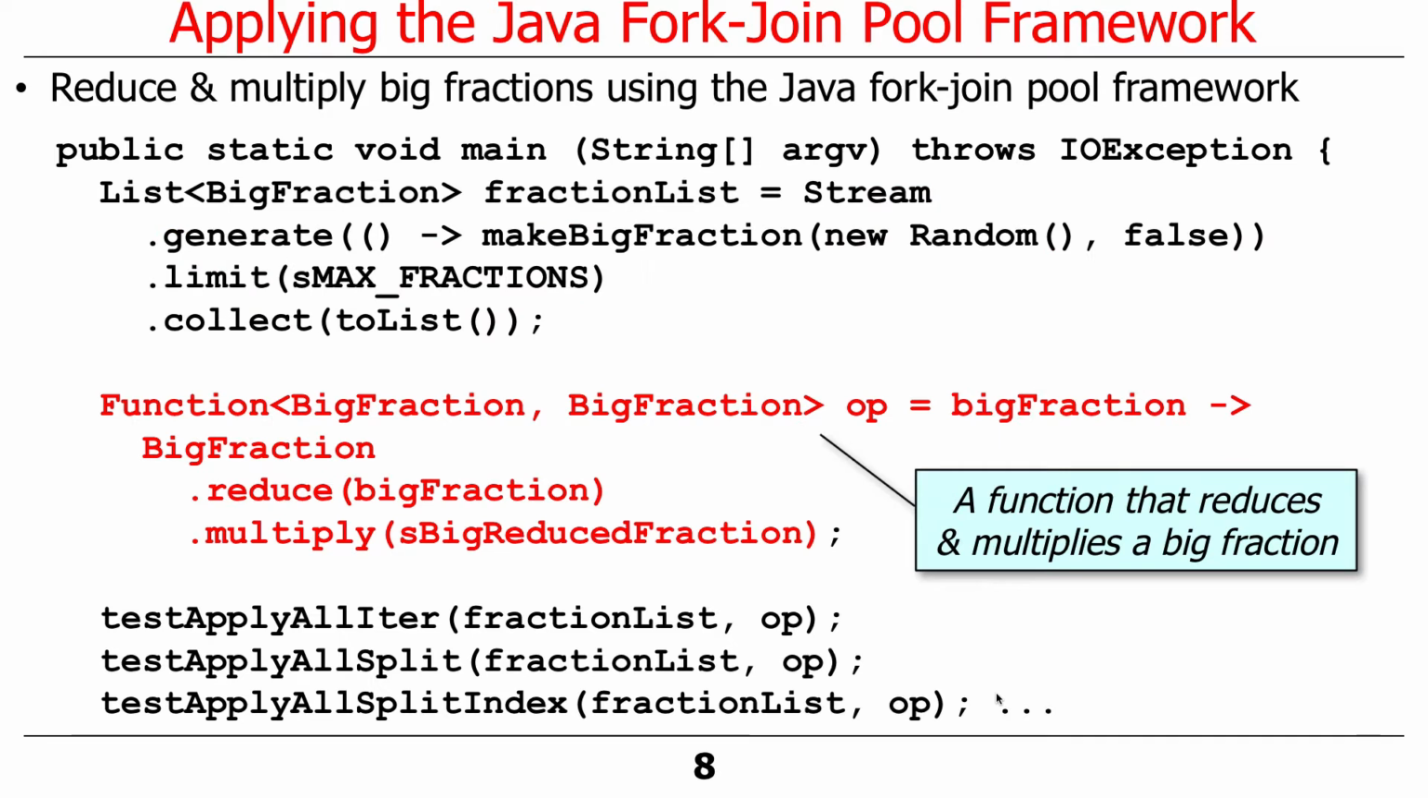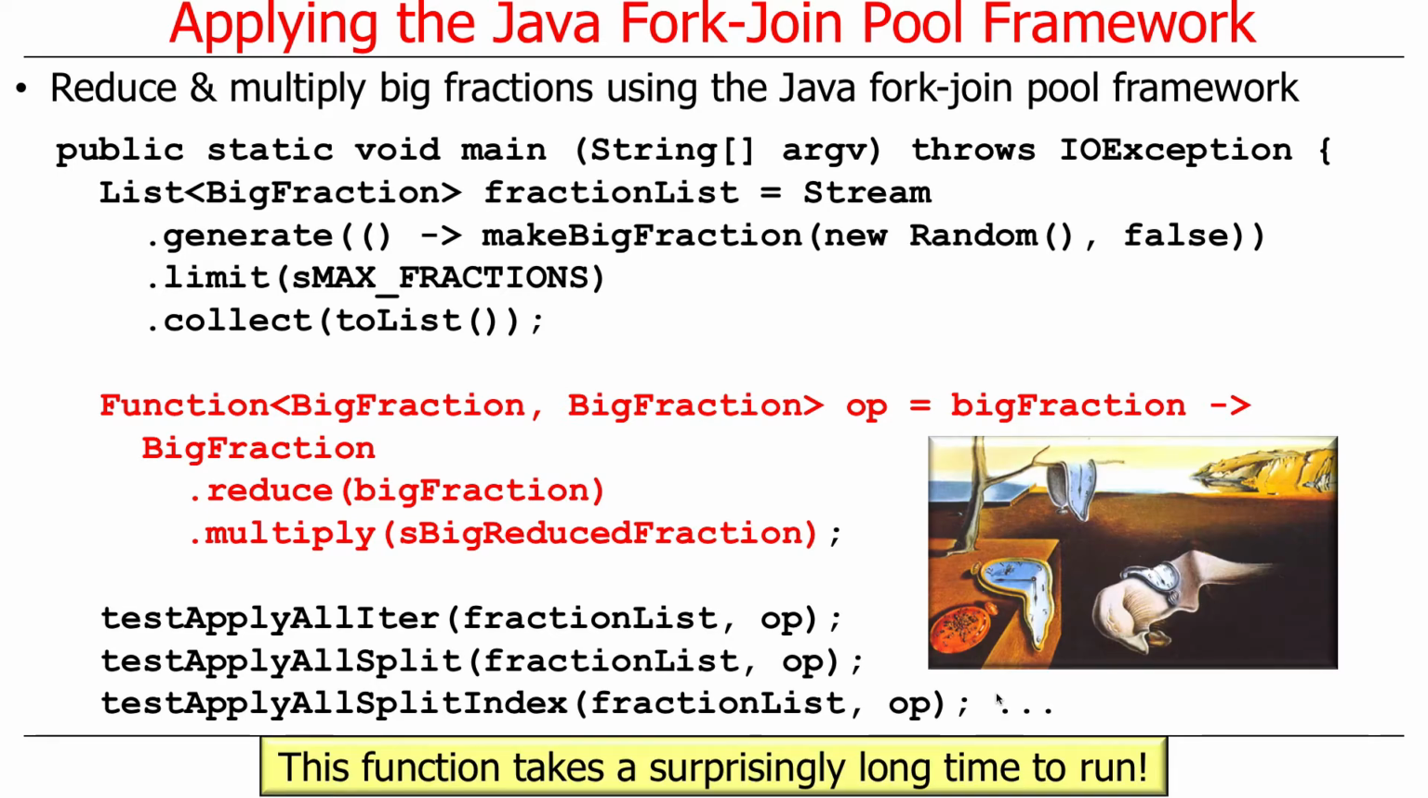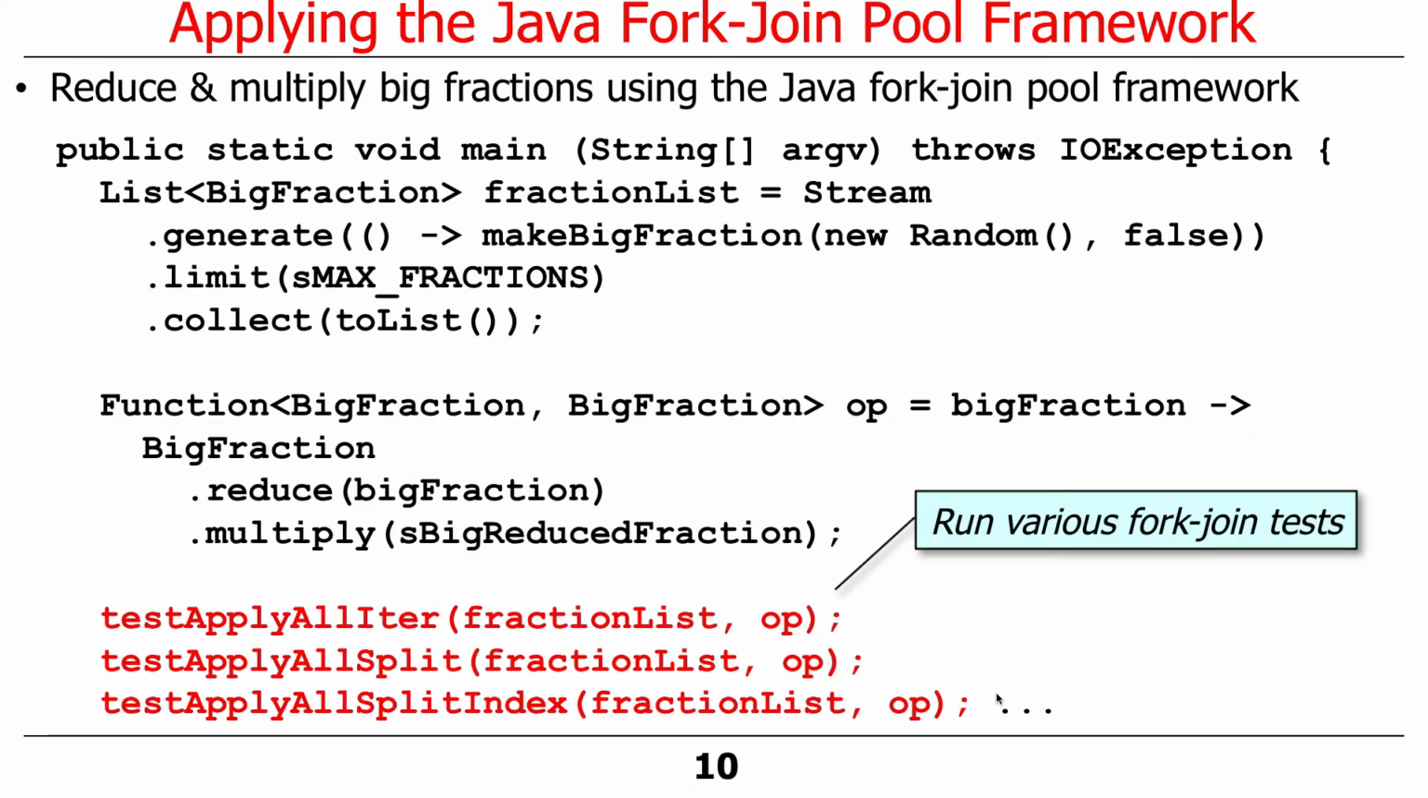Then we go ahead and create an operation. This is a function that's going to reduce the big fraction and then multiply it by some big constant. And as you'll see, this function, even though it doesn't look like it's got a whole lot of code in it, takes a surprisingly long time to run. And that's because the big fractions are really big. So they take quite a while to do their processing. Which is why, of course, parallelism is a win, right?